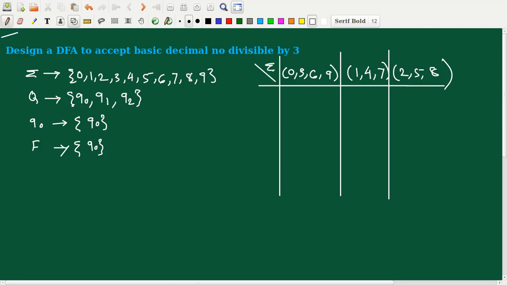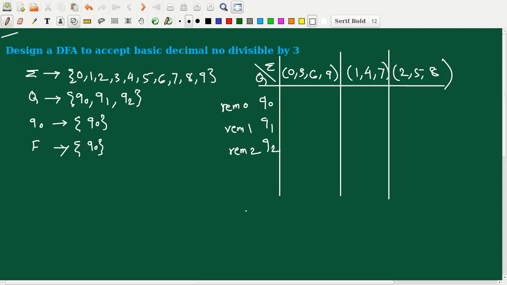Now I have the states Q0, Q1, Q2. This state is for remainder 0, this state is for remainder 1, and this state is for remainder 2. I'll consider them as 0, 1 and 2. Now I should provide all these inputs and get the new states. If I provide input 0 or 3 or 6 or 9, I'll get the same output. We'll see how we provide an input.